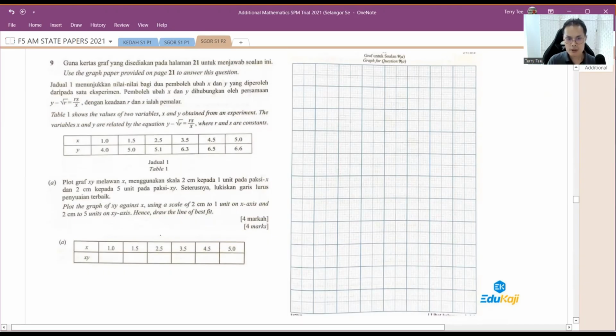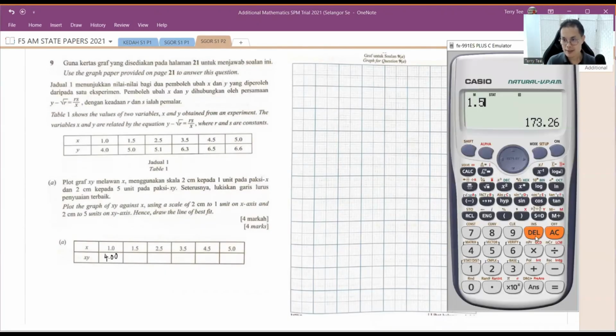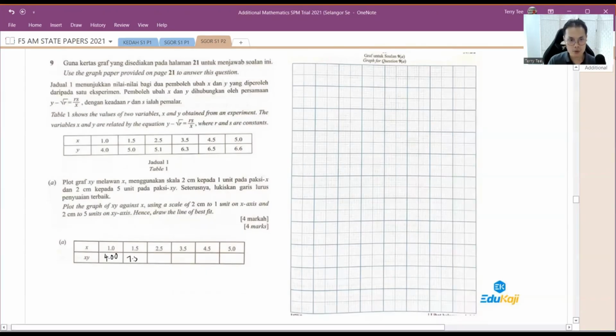The table is already given in the answer space, so we just have to find the value of xy. Very simple. xy means we take 1 times 4, I get 4. Maybe we just put 4.00 to standardize the accuracy, but if you don't do that, it's still okay. This is not physics. In physics, we have to make sure all are consistent. So 1.5 times 5 is 7.5, or you can put 7.50.